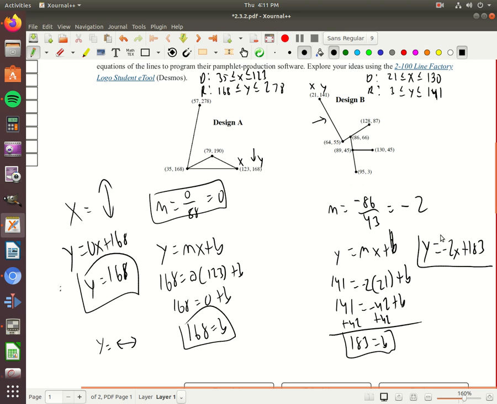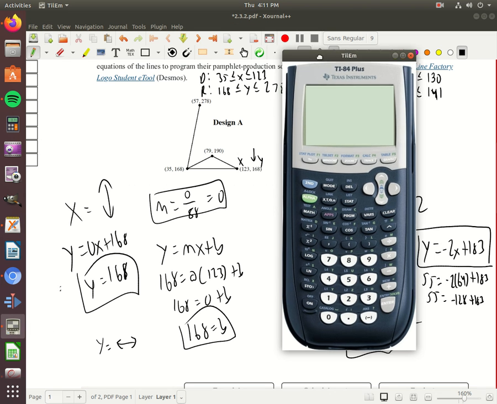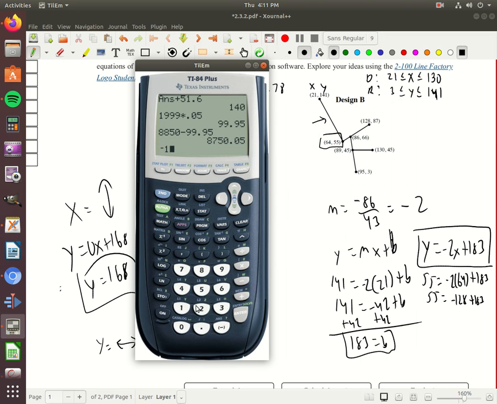Now it doesn't matter which point I pick in order to write the equation of the line, but to check it, I should choose the other one. So I'm going to plug in 64, 55 because it's the one that I haven't used yet, and see if this ends up equaling out. So 55 is equal to negative 128 plus 183. And if I subtract 128 from 183, so negative 128 plus 183, I'm hoping I get 55, and I do, so I feel pretty good about that.